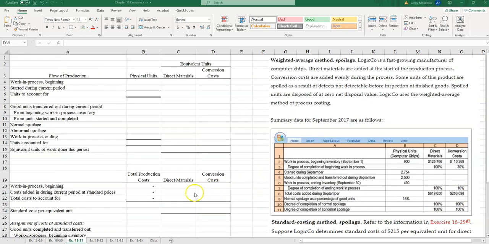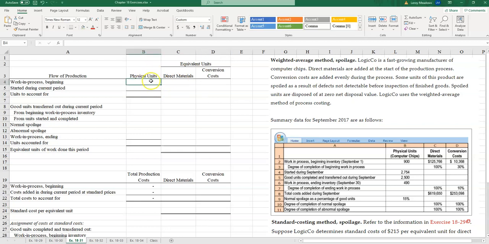So let's go ahead and get started here in making our computations. Now, remember that on using standard costing, we're also infusing that with first in, first out costing. So instead of computing a cost per equivalent unit, we're given a standard cost per equivalent unit. So let's go ahead here and compute step 1 and step 2 using first in, first out.